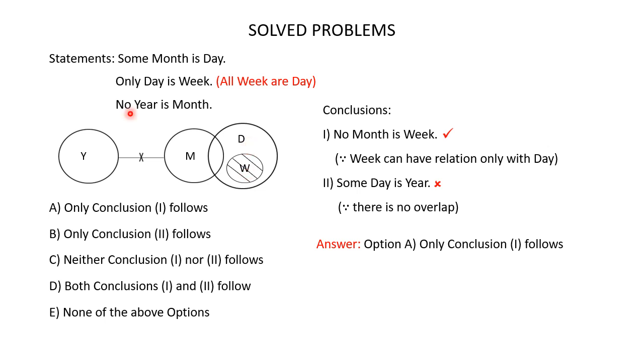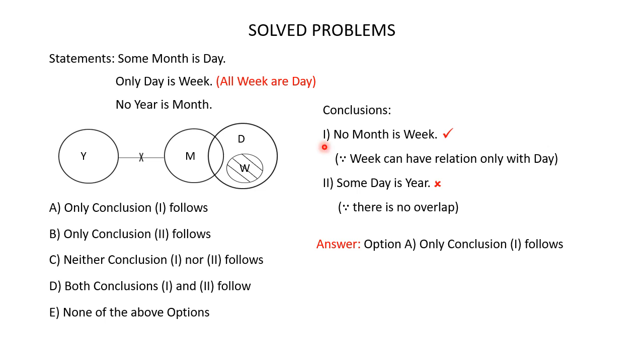No year is month. So draw a circle for year in the Venn diagram and draw a straight line with a cross mark from year to month to indicate that no year is a month. Now this is the basic Venn diagram for the given statements. Now based on this Venn diagram, let's find out which of the given conclusions follow.